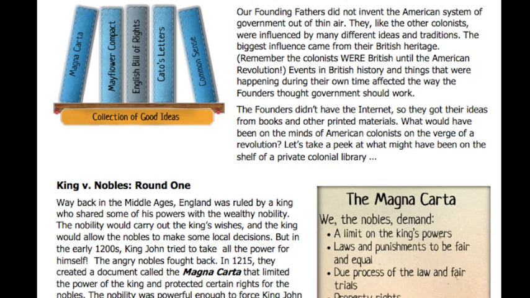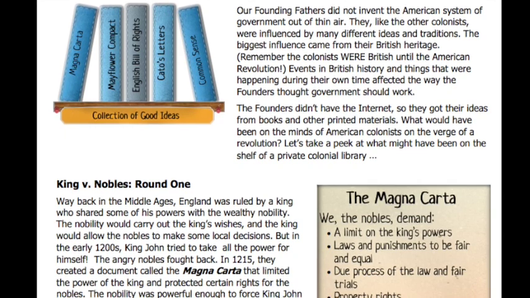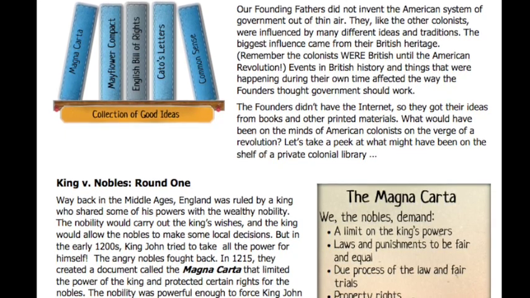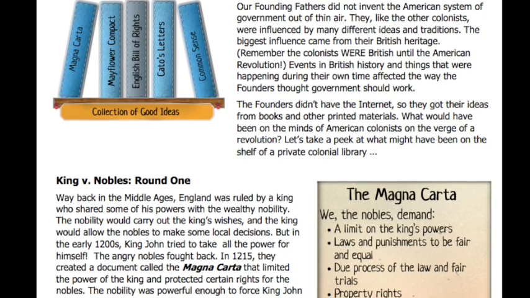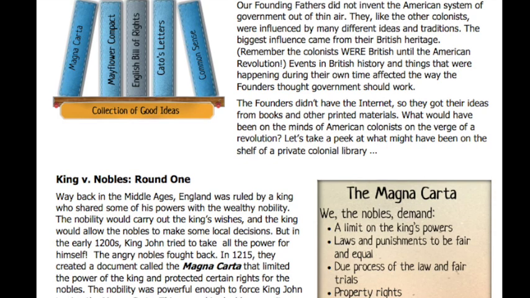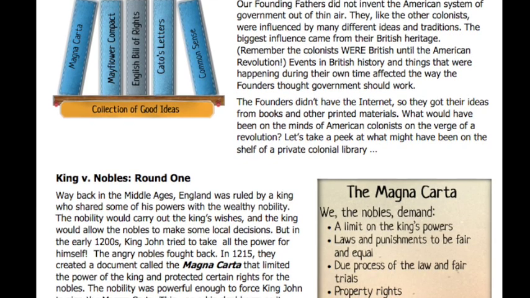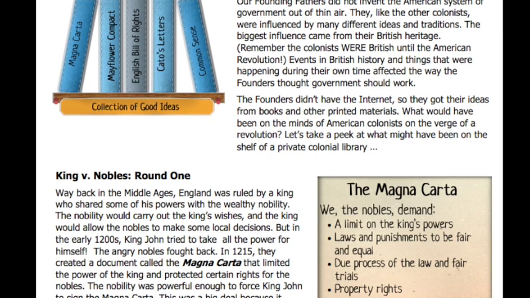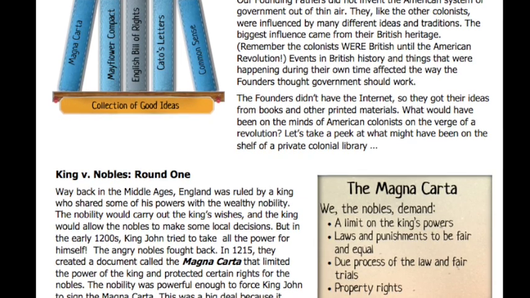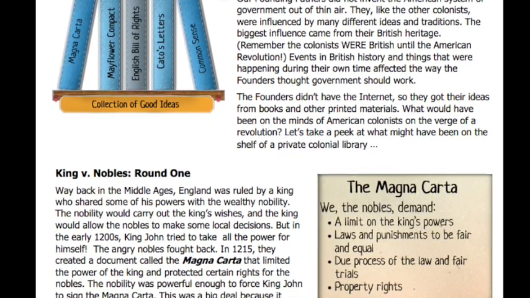Events in British history and things that were happening during their own time affected the way the founders thought government should work. So I want you to underline or highlight where it says, remember the colonists were British until the American Revolution. That's why a lot of our ideas come from the British, because we used to be British, so we had similar ideas and similar culture.